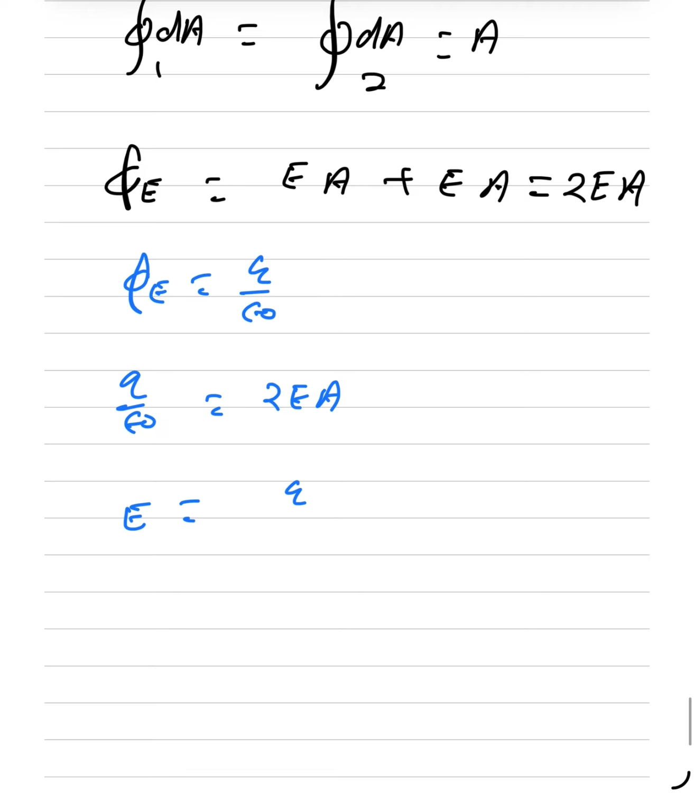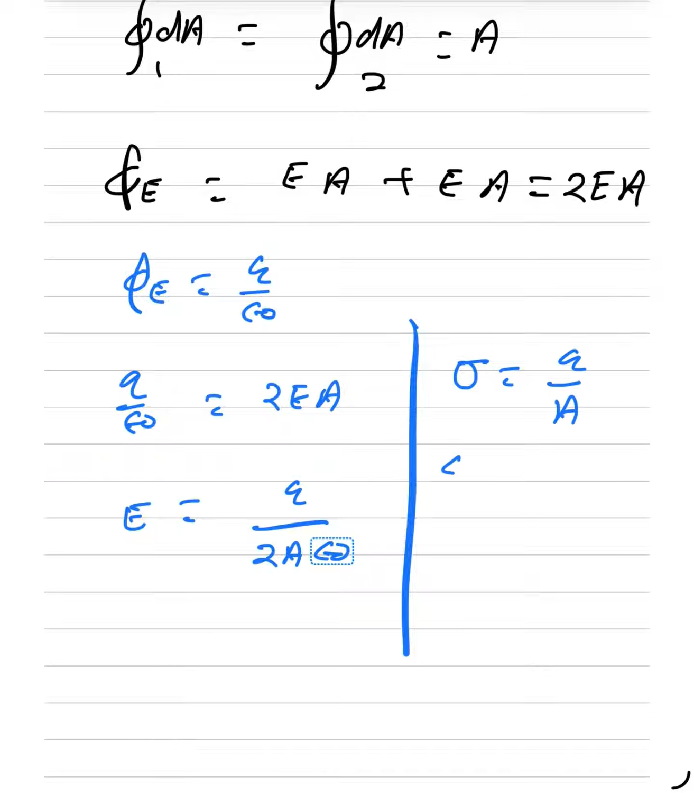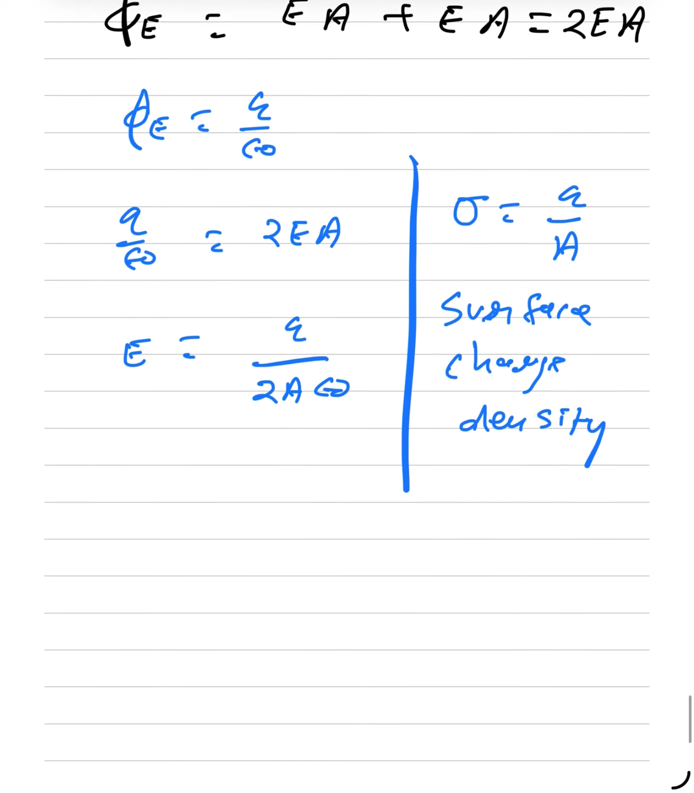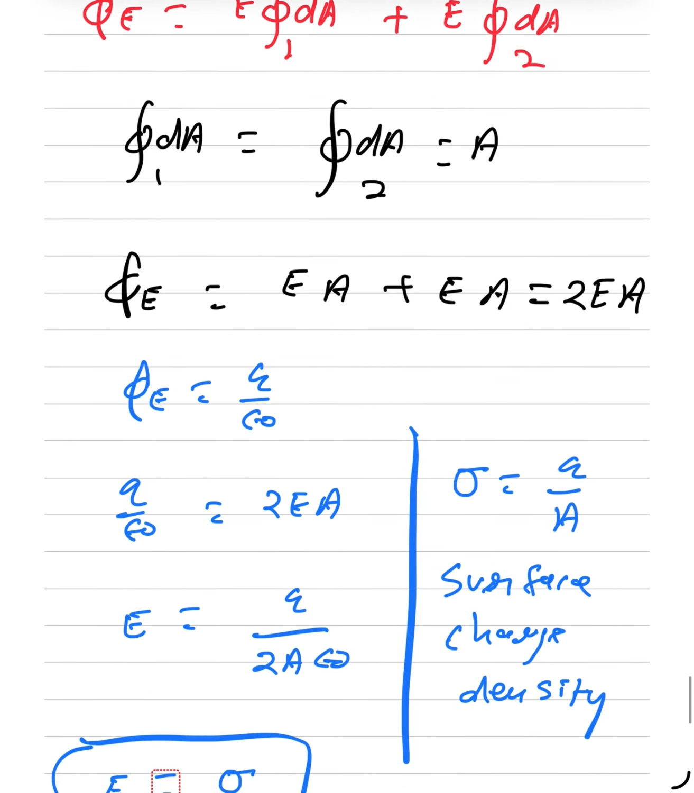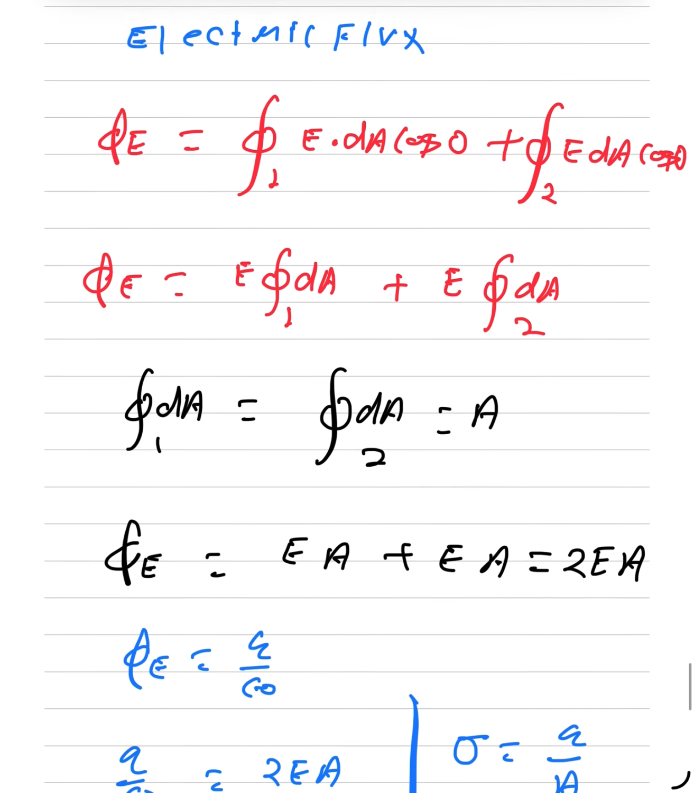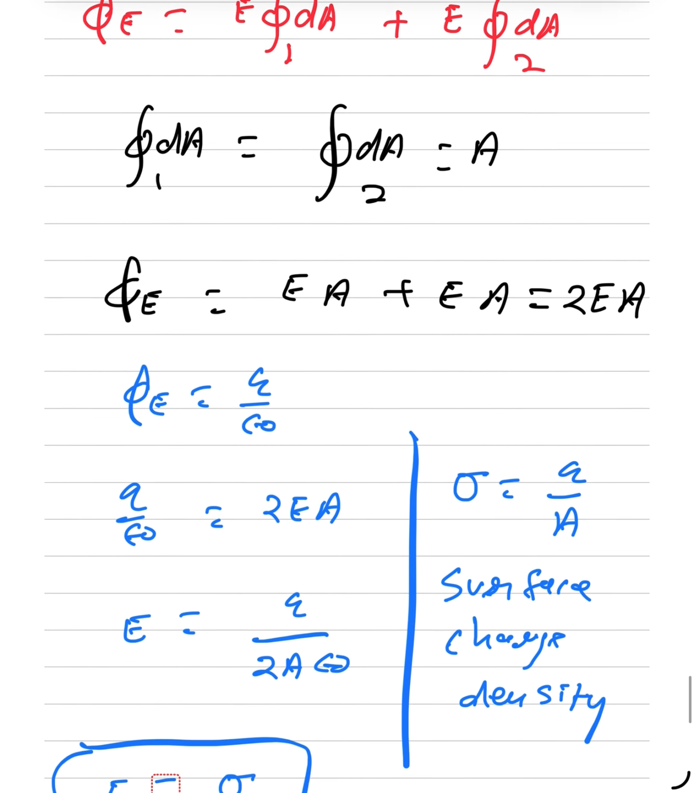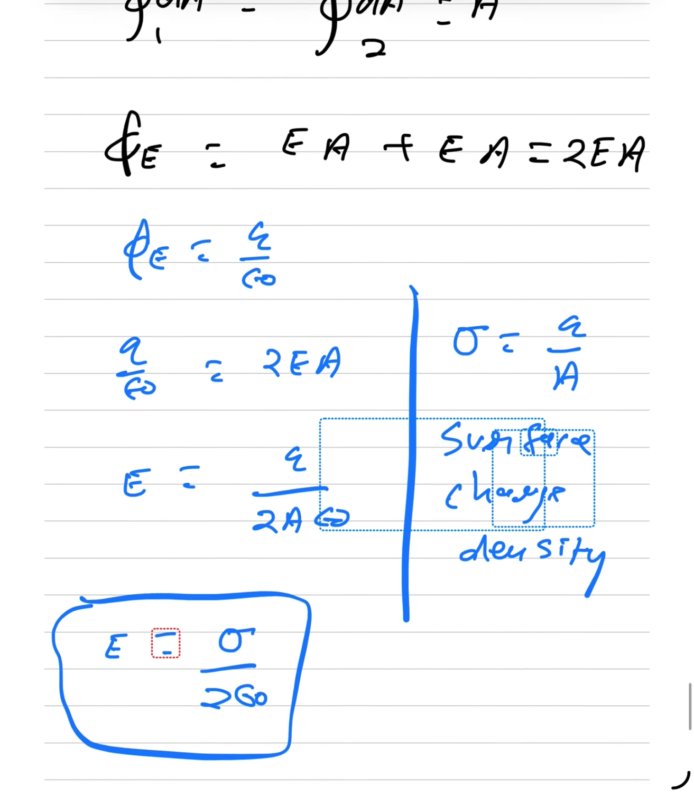E equals Q divided by 2A epsilon naught, and sigma equals the surface charge density, Q divided by A, and E equals sigma divided by 2 epsilon naught. This is the value of the electric field due to a charged sheet, an infinite uniformly charged sheet.